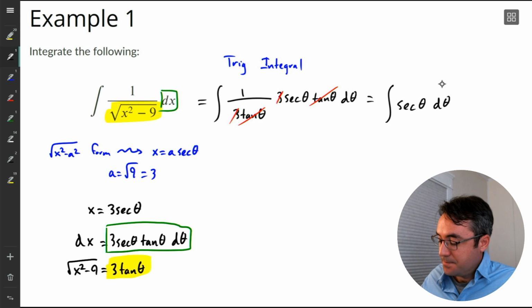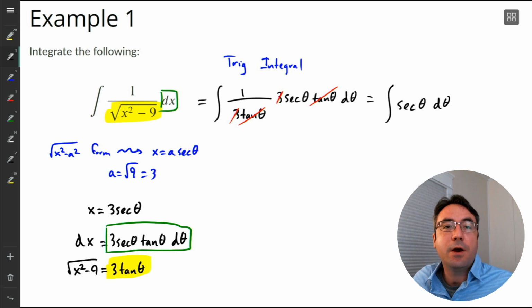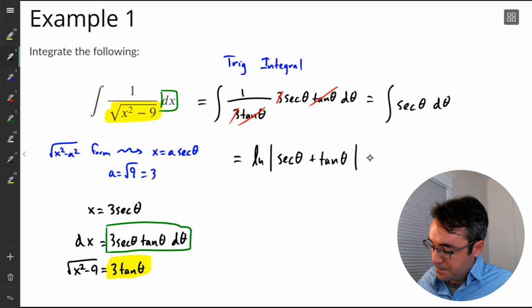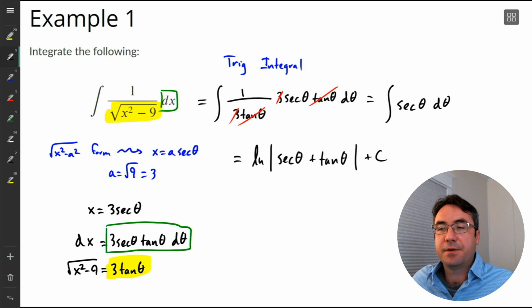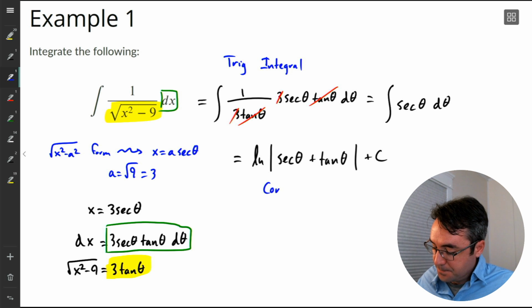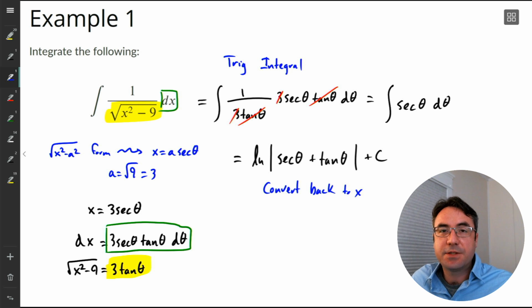And this one is one we know, or we know that we should look up. It's the natural log of the absolute value of secant theta plus tangent theta. So there's our antiderivative. And we're almost there. We have our antiderivative. Now we just need to convert back to x. And that's what we're going to see next. How do we actually convert this back to x?